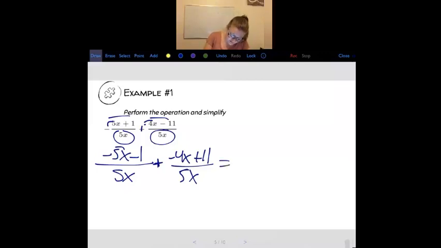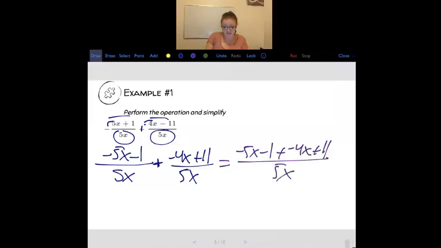This is equal to negative 5x minus 1 plus negative 4x plus 11 over 5x. So we add the numerators and keep the denominator the same. And then we combine our like terms: negative 9x minus 10 over 5x.